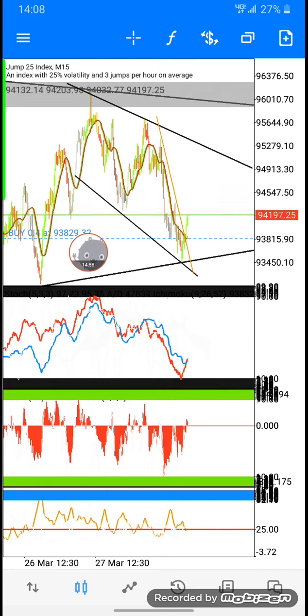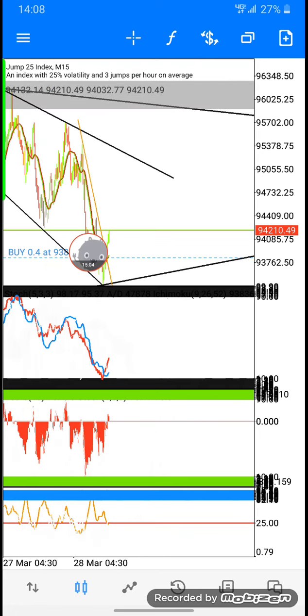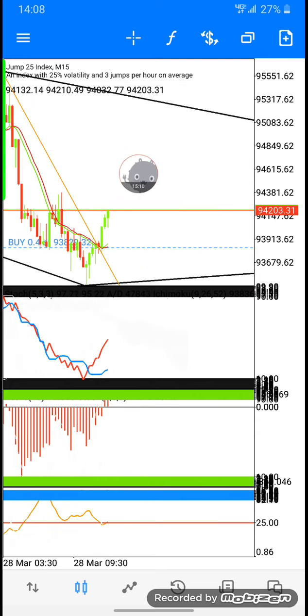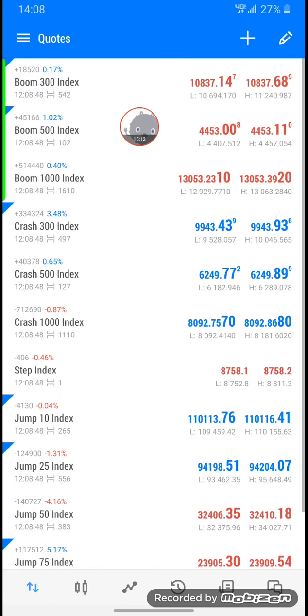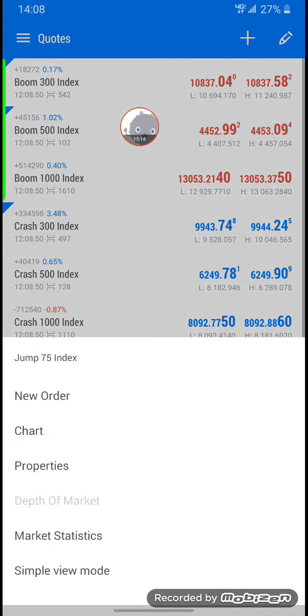Trade the breakout, trade price action. It really works, it really works. So in most cases, if you trade the breakout, you will be successful, I'm telling you. So as you can see, this is also a good one. Let me go ahead and see.